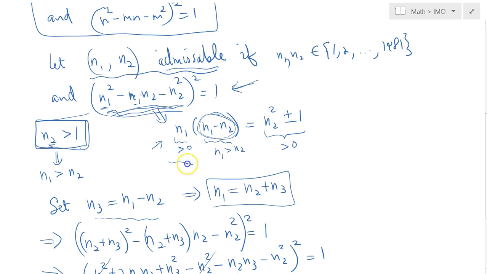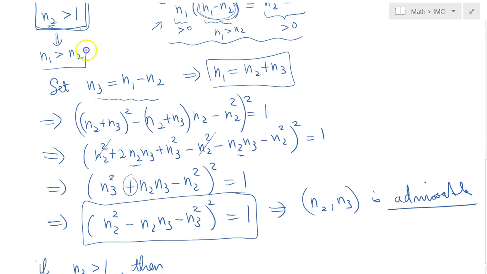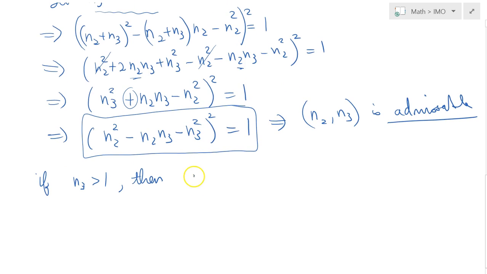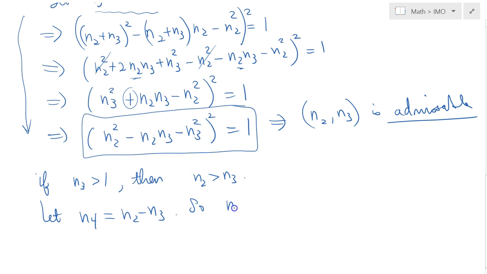So that would imply, if we keep track of the signs like we got here, that n2 is strictly greater than n3. But then if that's the case, let n sub 4 be simply equal to n sub 2 minus n sub 3, and by just following the same argumentation as this one, we would get that this implies, and so in this case we will simply realize that n3 and n4 is also admissible, meaning it also solves the equation at hand.